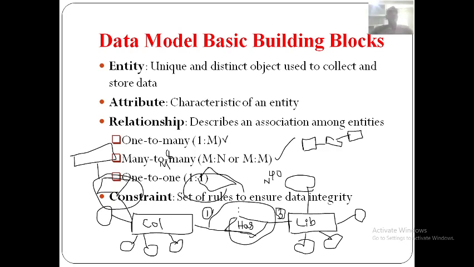Got it? Then attribute, the characteristics of an entity. The characteristics of an entity are called attributes. Got it? In later stages we are going to study this in detail: what exactly an entity is, what the different types of entity are, how to represent entities, and similarly for attributes, relationships, etc. Attributes are nothing but the characteristics of an entity.